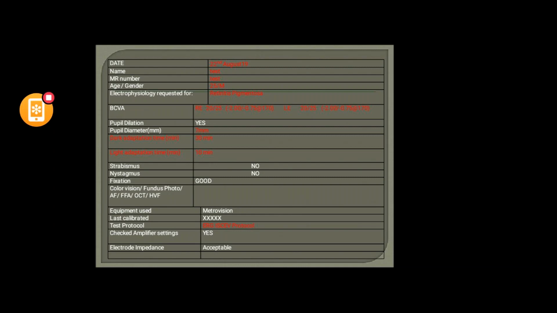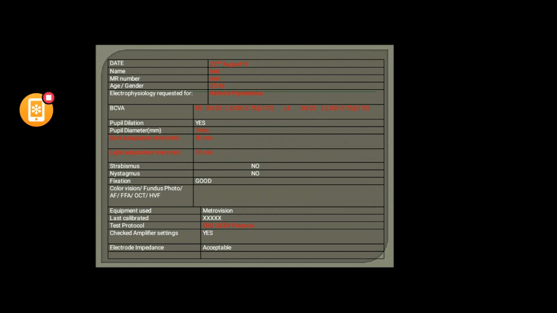So which are the tests you have to note down? Let's say flash ERG, it needs dilation. Pattern ERG, it does not need dilation. Multifocal ERG, it does need dilation. Pattern VEP, it does not need dilation. Flash VEP, pupillary dilation does not even matter.